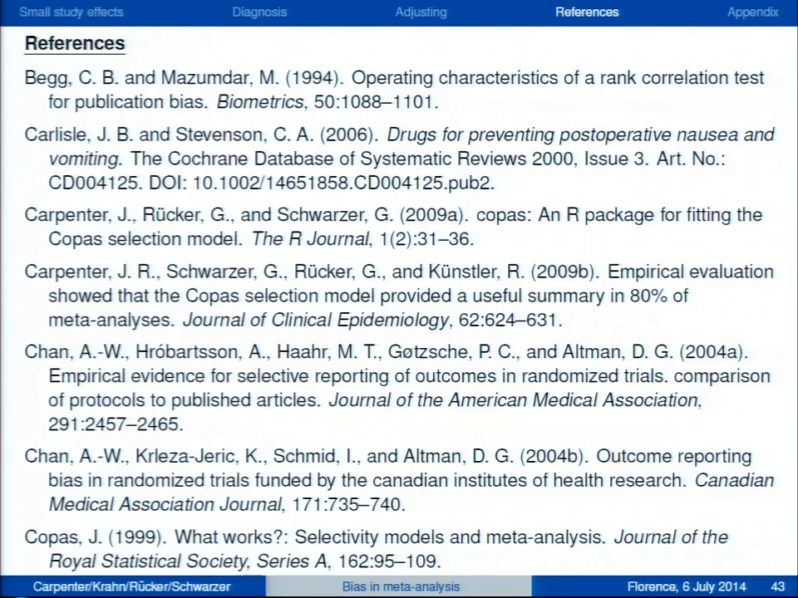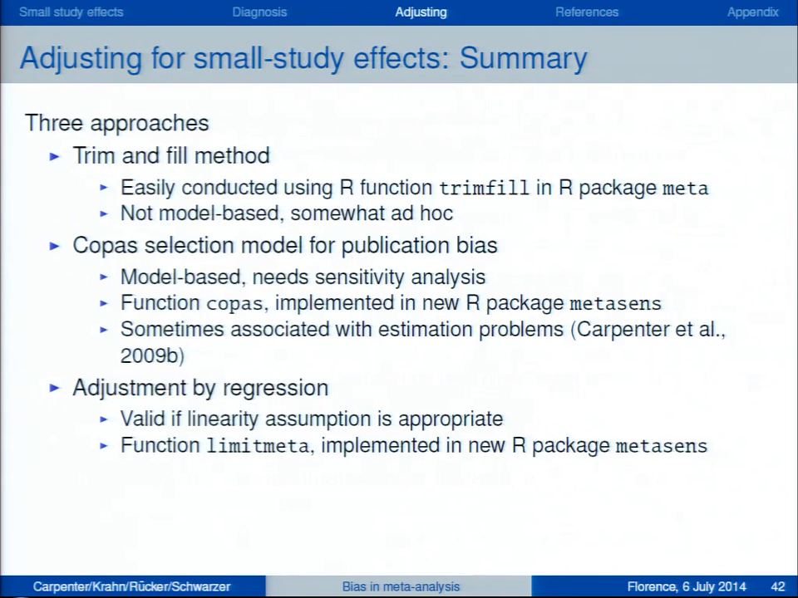So if you go back a couple of slides, Guido, to the different methods, we published a paper in the Journal of Clinical Epidemiology looking at a large number of meta-analyses, and we compared trim and fill and the Copas model, and we found that the Copas model was more appropriate in general. And then I thought about it a little bit more, the relationship between the regression studies and the Copas model in the run-up to this workshop.